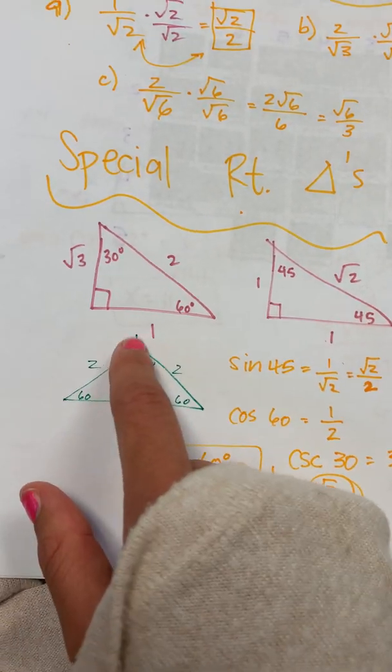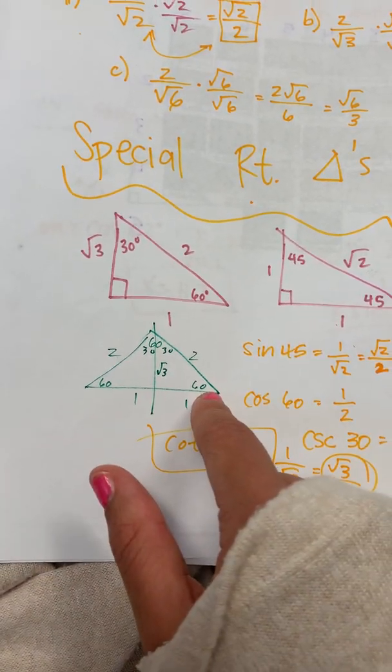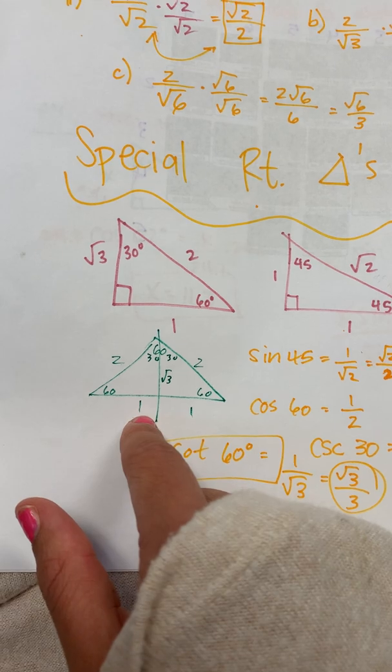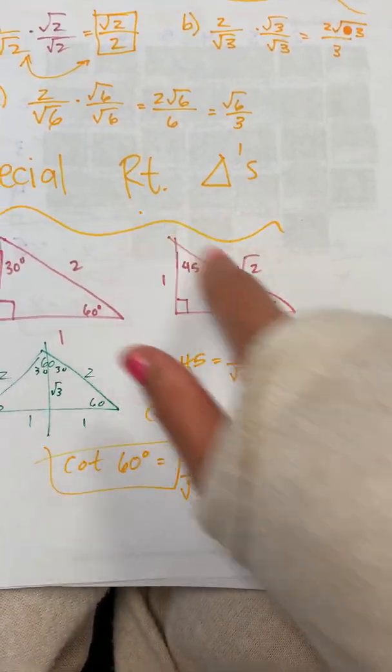They actually come from, this one comes from an equilateral triangle where 60, 60, 60. And then you split it in half and do Pythagorean theorem. This guy actually comes from a square, and it's cut in half.